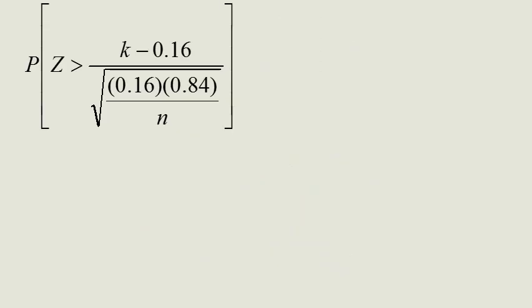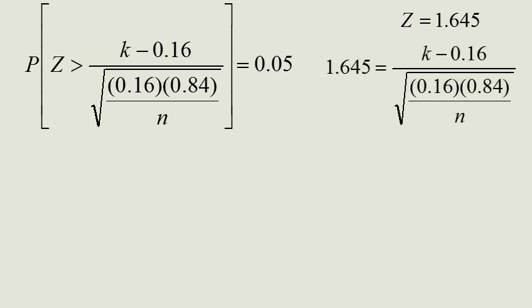So we create z by subtracting p and dividing by the SD. Remember that p shows up in the denominator too. The problem tells us that this probability is equal to 0.05. Well, if z is greater than some number and the probability is 0.05, then the area in the right tail must be 0.05. That means that z is equal to positive 1.645. Set the formula here equal to 1.645, and we get this expression.